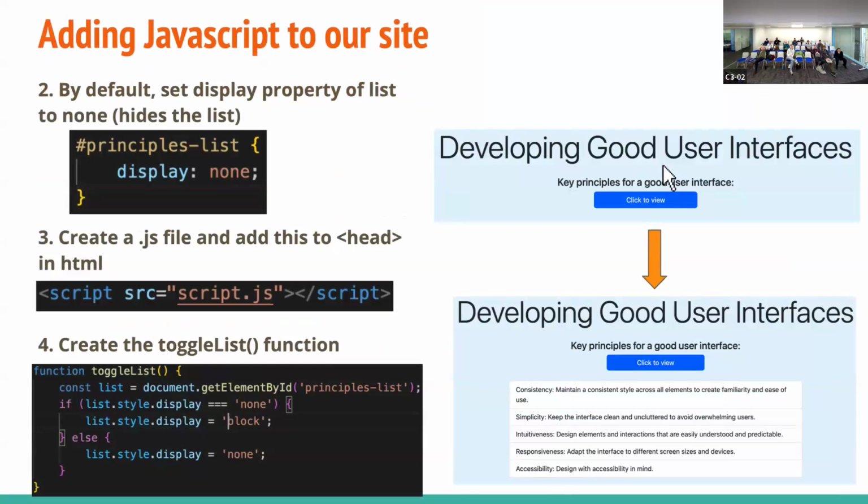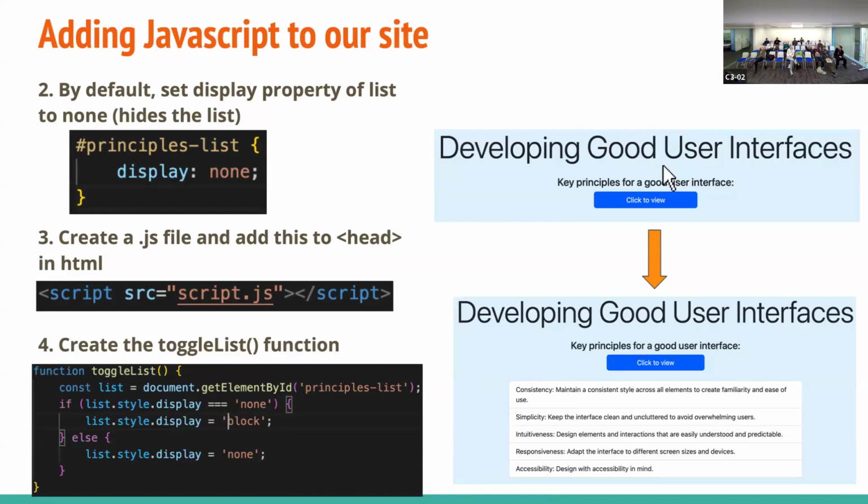By default, we want the list to be hidden because we want to click the button in order to view it. So the first thing we need to do is create a JavaScript file. In this case, we call it script.js. And we add this to the head part of HTML. So the head part of HTML is effectively like the metadata for the page. Any imports, the title to be displayed on the tab, things like that. And the body is the structure itself. So we add the script to the head.